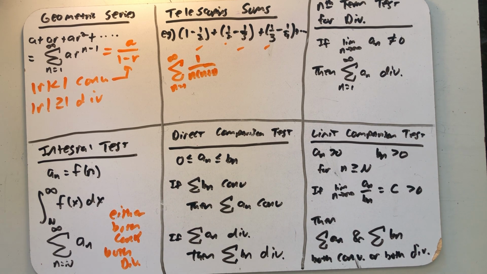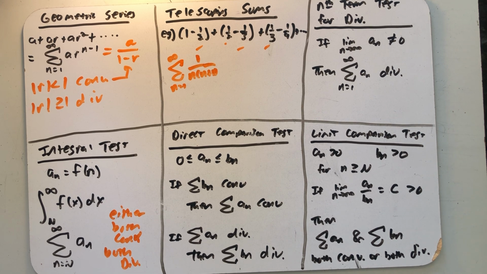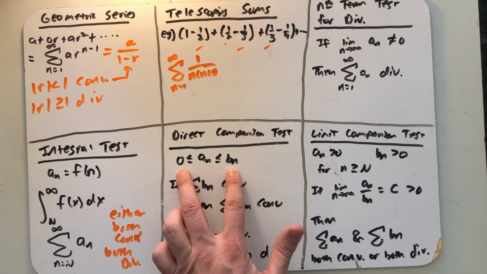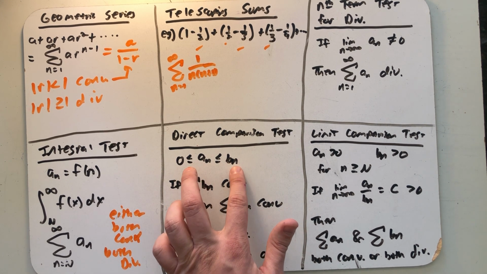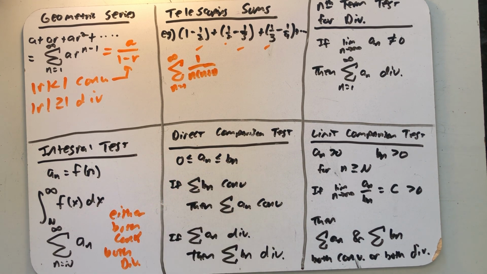The direct comparison test, which in some books is just called the comparison test, and the limit comparison test. The direct comparison test requires me to have two series whose nth terms obey this inequality. They both have to have positive terms, and there's a big one and a small one. If I know that the series based upon the larger nth term formula converges, then the one built upon the smaller one also has to converge. If, on the other hand, I know that the series based on the smaller nth term formula diverges, then the series based on the larger one also has to diverge.